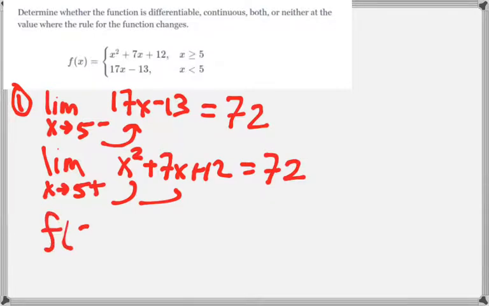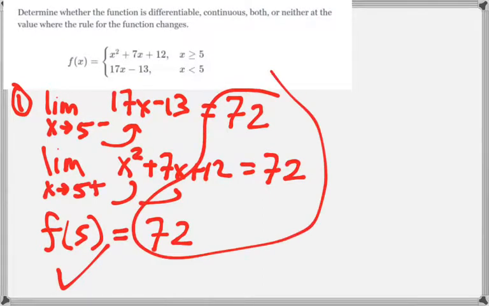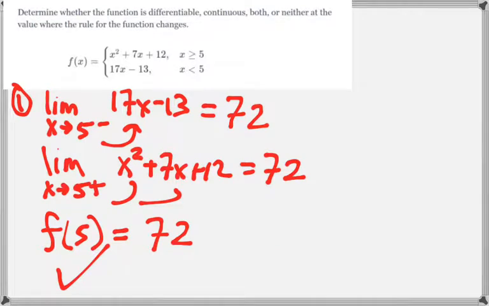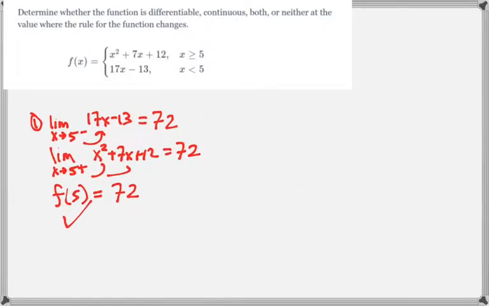Incidentally, what is f of 5 itself? That means at exactly 5, greater than or equal to 5. So I'm using the top rule again. If I plug 5 into there, well, I just did that for the limit, direct substitution, I'm going to get 72. So is f of x continuous at 5? Yes, because all three of these are equal. So what remains is to find the derivative's continuity at 5. The question is, is the derivative continuous at that same point?